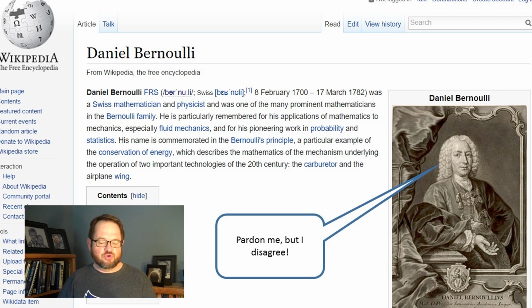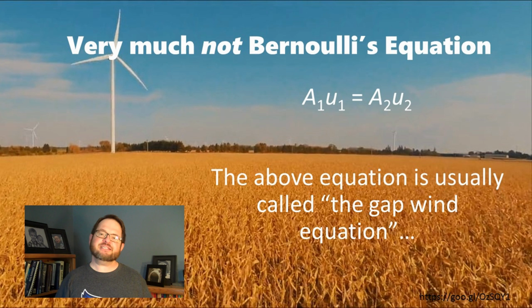Good old Daniel Bernoulli, a Swiss mathematician who lived in the 18th century, would say, "Pardon me, but I disagree. That is not my equation." I have literally no idea why your textbook is calling this Bernoulli's Equation, because this is wholeheartedly not Bernoulli's Equation. In fact, it is something that is sometimes in meteorology referred to as the gap wind equation, and you'll see why it's called a gap wind equation in just a little bit.